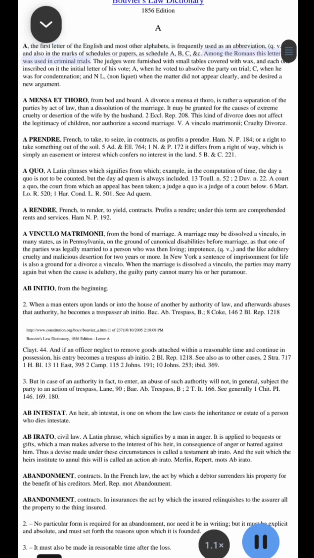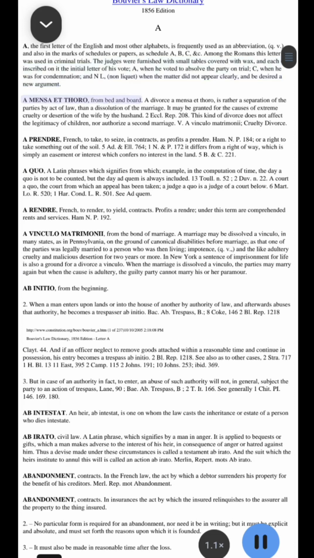Among the Romans, this letter was used in criminal trials. The judges were furnished with small tables covered with wax, and each one inscribed on it the initial letter of his vote: A, when he voted to absolve the party on trial; C, when he was for condemnation; and N L, non liquet, when the matter did not appear clearly, and he desired a new argument.